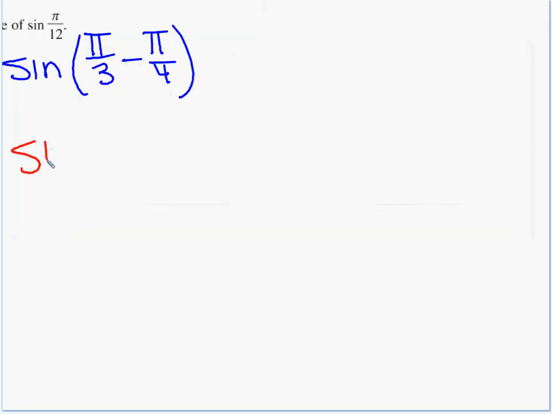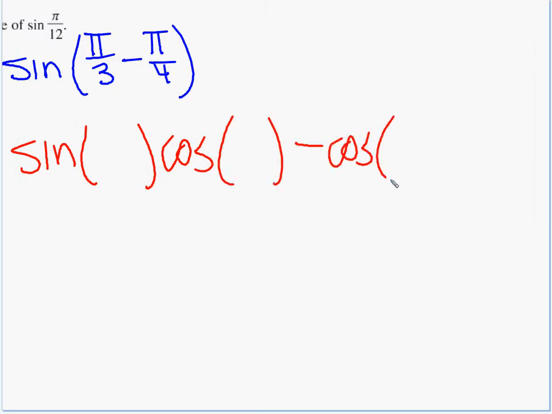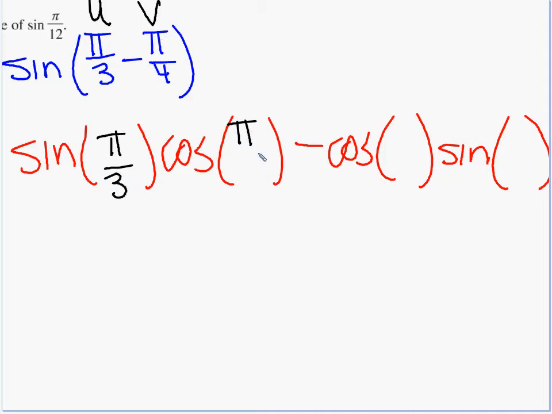So we can write it like this. Sine times a cos, minus cos, and then another sine. And then we're just going to drop our angles in there. This first one is always u, the second one is v. So here, these two get a pi over 3 first, and a pi over 4 next.